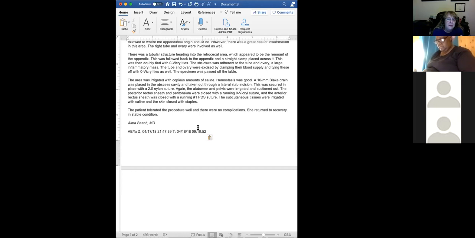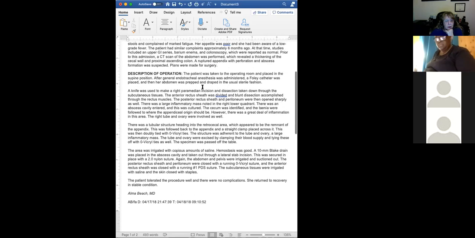The area was irrigated with copious amounts of saline. Hemostasis was good. A 10 millimeter Blake drain was placed in the abscess cavity and taken out through the lateral stab incision. This was secured in place with a nylon suture. Again, the abdomen and pelvis were irrigated and suctioned out. The posterior rectus sheath and peritoneum were closed with a running suture, and the anterior rectus sheath was closed with a running suture. Subcutaneous tissues were irrigated with saline and the skin closed with staples. The patient tolerated the procedure well.